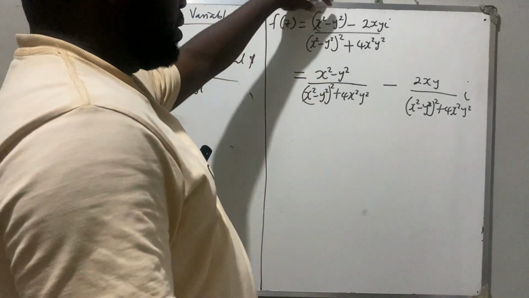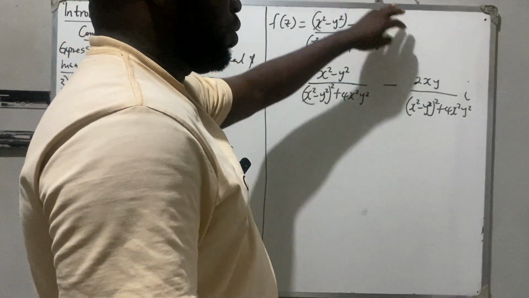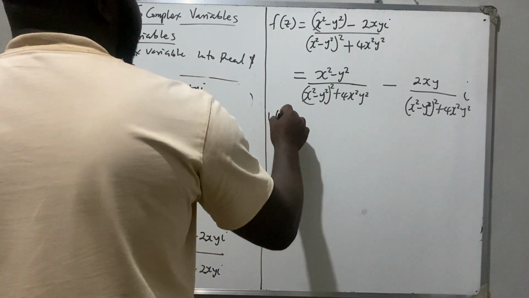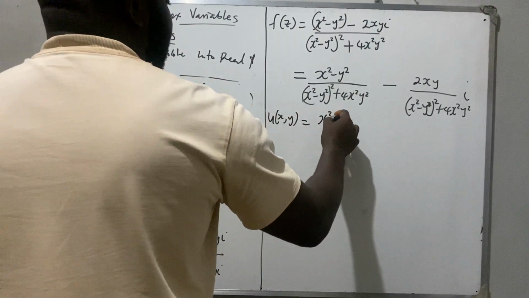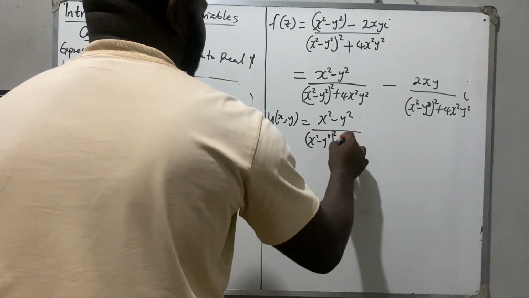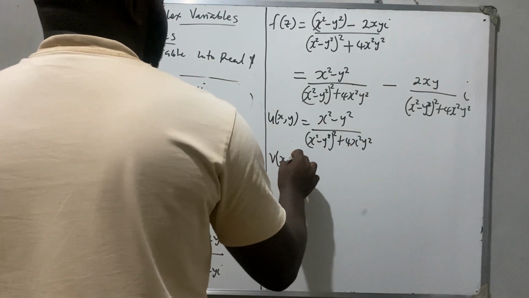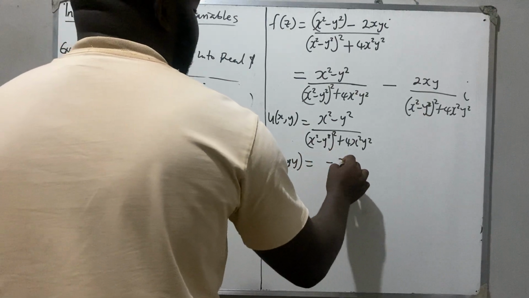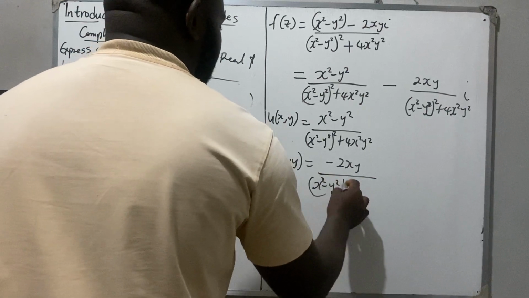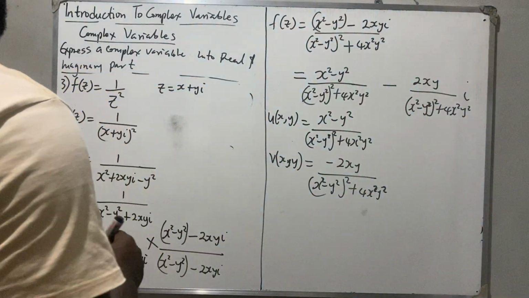Okay, so you now separate the first part. Now this one that does not have i, all over everything, minus this one all over everything. So you see that this one that does not have i is our real part. So your u of x comma y will now be equal to x squared minus y squared all over x squared minus y squared all squared plus 4 x squared y squared. While your v of x comma y will now be equal to minus 2xy all over x squared minus y squared all squared plus 4 x squared y squared. So that is that for this particular one.